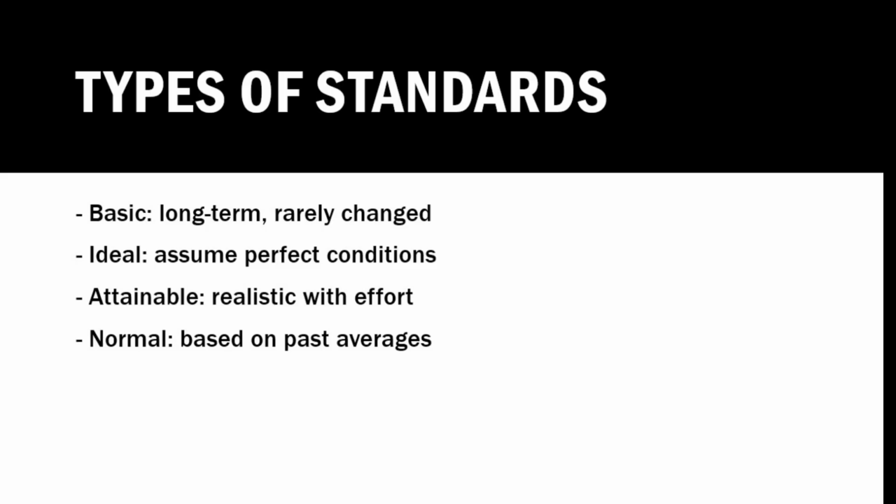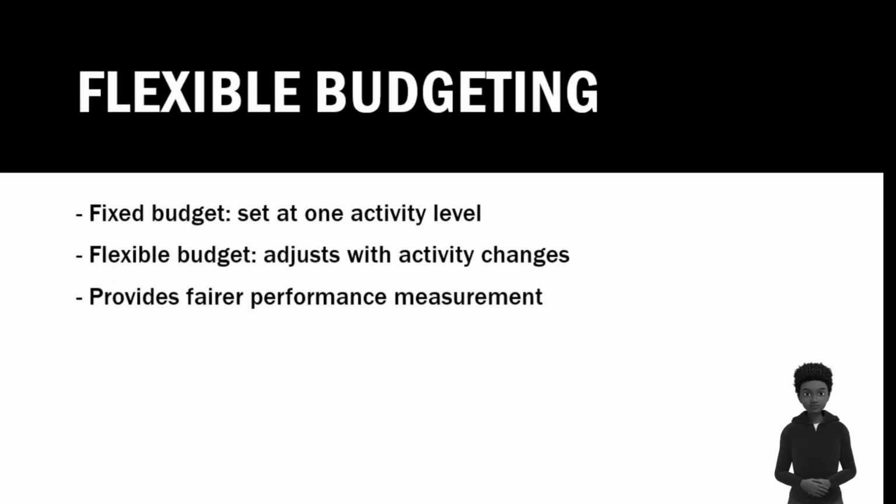Another key revision area is budgeting. In PM, we focus on how budgets behave with changes in activity levels. A fixed budget is set at one level of activity and does not change, which can be misleading if actual activity is very different. A flexible budget, on the other hand, adjusts with activity levels, providing a fair measure of performance. Fixed versus flexible budget.